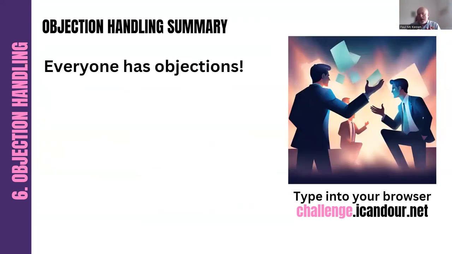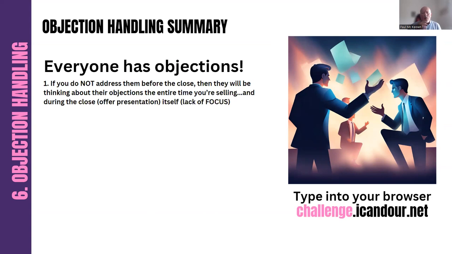Okay. Now, remember, this is the recap. Every single person out there has objections, okay? And you must address them. Because if you do not address them before the close, in other words, whenever you're going to be asking them for their action, you know, can I have your credit card details, please, sir, madam? Then they're going to be thinking about these objections, about these challenges during the entire time that you're selling to them, that you're pitching to them, and then during the close, the offer presentation itself. So there's a complete lack of focus going on. And, you know, the chances are that they won't buy. They might buy, but there's a strong possibility that they might not buy.